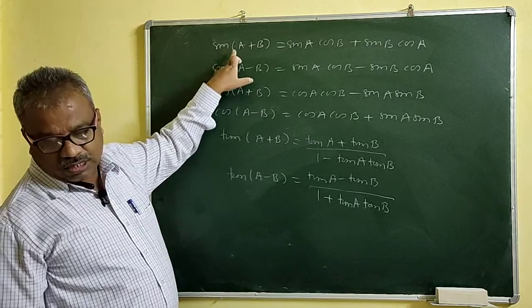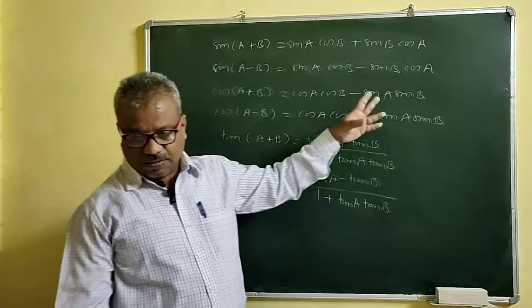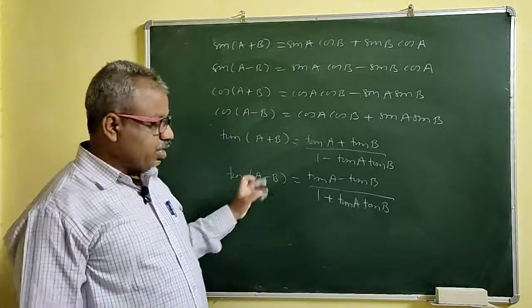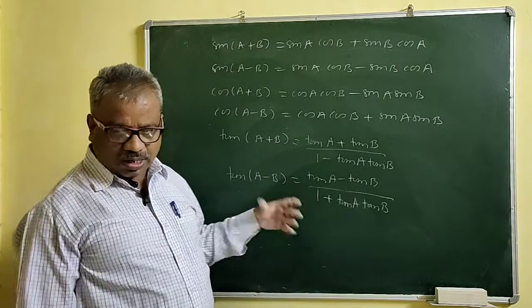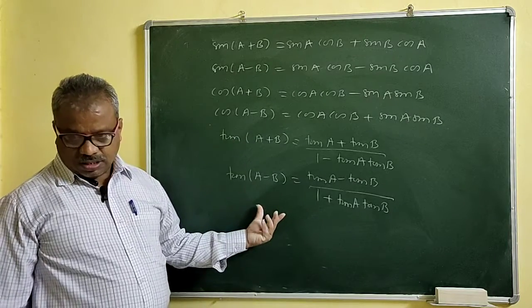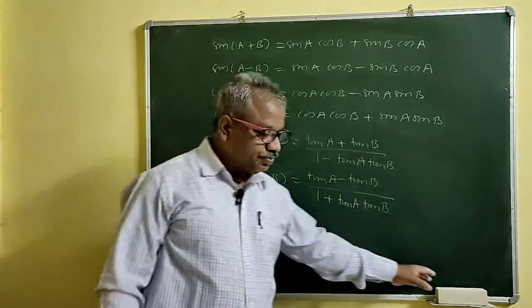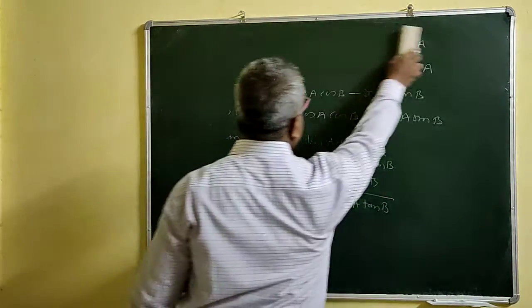So you should write this one. Sine alpha plus beta is equal to what? Sine alpha cos beta plus sine beta cos alpha. In terms of alpha and beta also you can write this. In terms of x and y, alpha and beta, c and d, whatever the angle may be, right? So these are the formulas for sum or difference. With the help of these, we will do some problems.